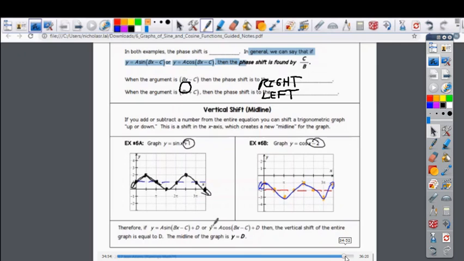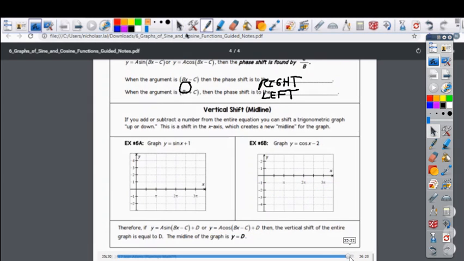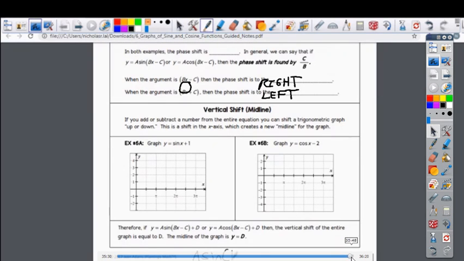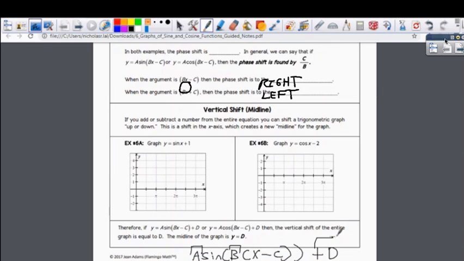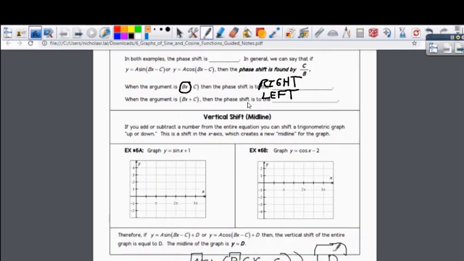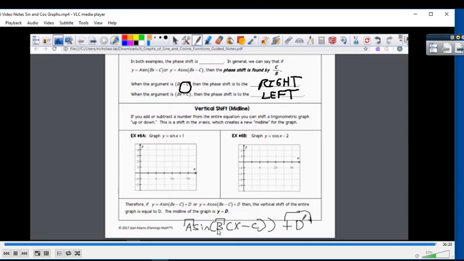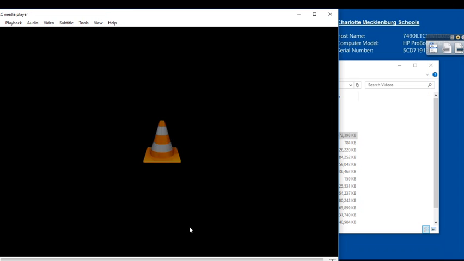Now the last point I make is that you can also rewrite these by factoring out the b if you really want to know what the phase shift is. So you can see a times sine of b times x plus c, minus d. That's just showing that being factored out. So a times the sine of b factored out times x minus c, plus d. That is the amplitude, and that's the video.